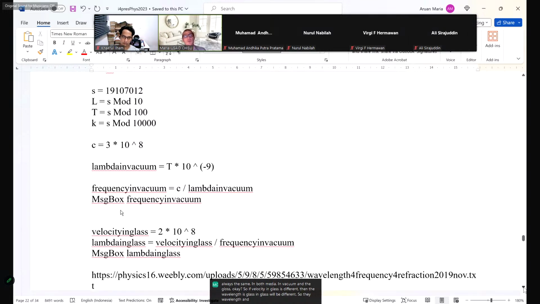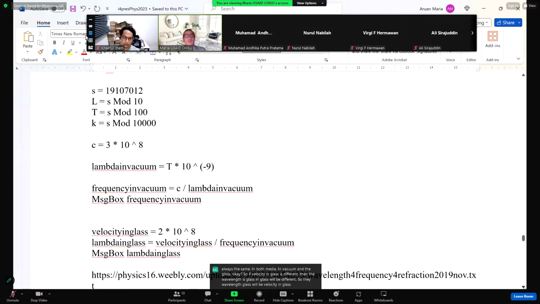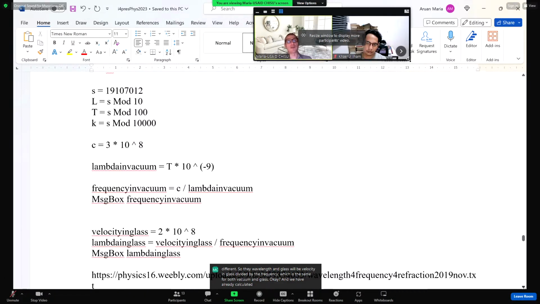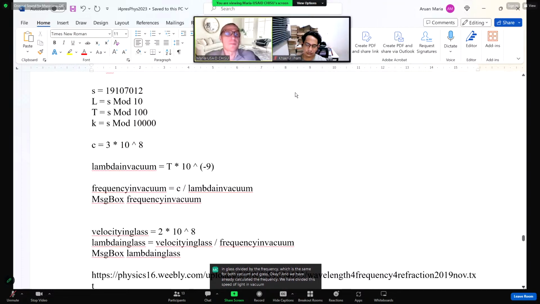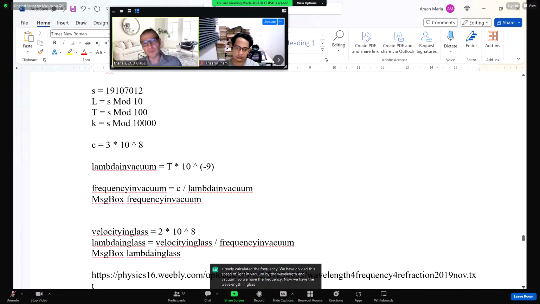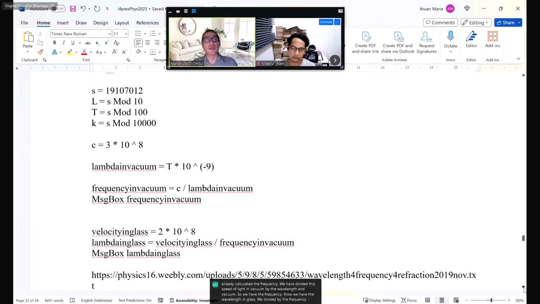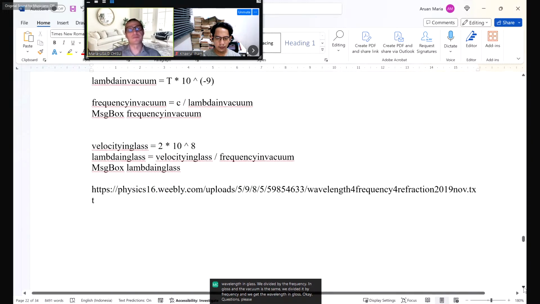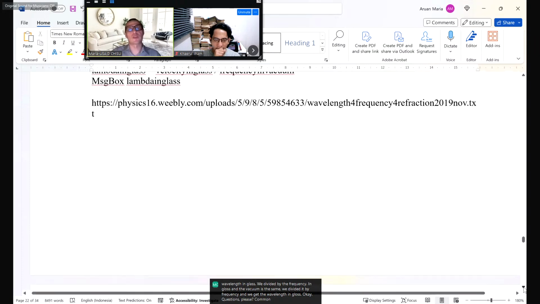So the wavelength in glass will be velocity in glass divided by the frequency, which is the same for both vacuum and glass, okay? And we have already calculated the frequency. We have divided the speed of light in vacuum by the wavelength in vacuum. So we have the frequency. Now we have the wavelength in the glass. We divide by the frequency, which in glass and in vacuum is the same, and we get the wavelength in glass. Okay. Questions, please. Comments, anything?